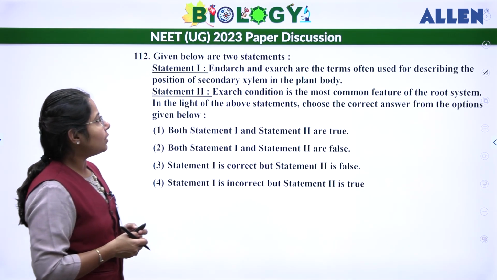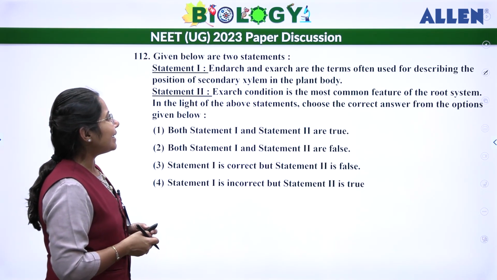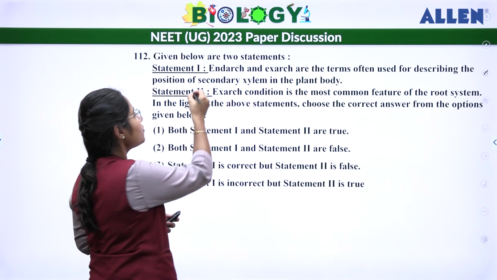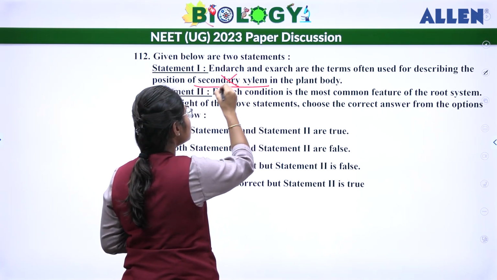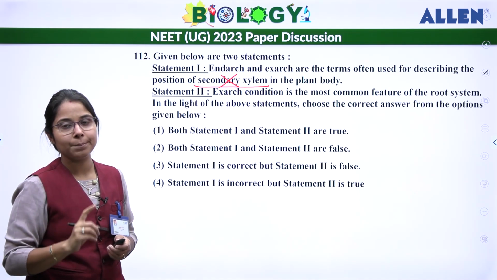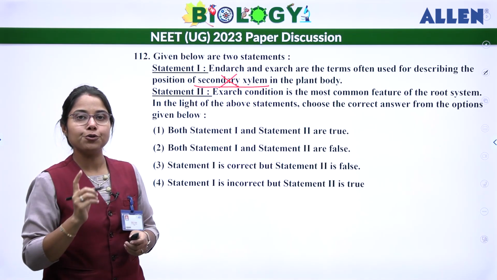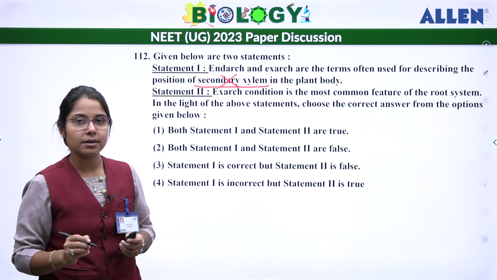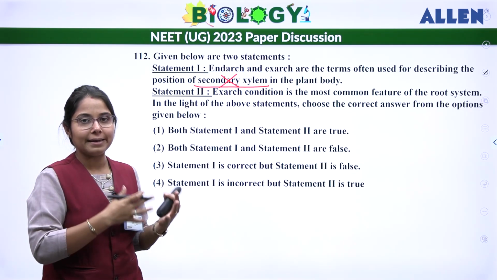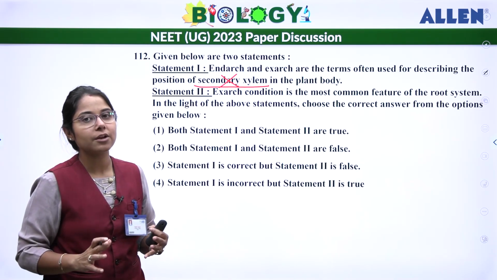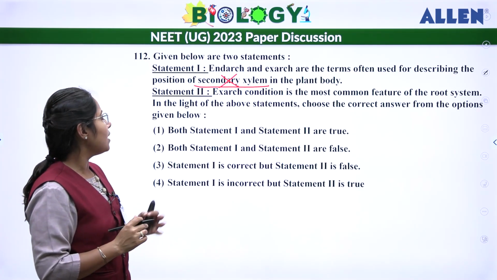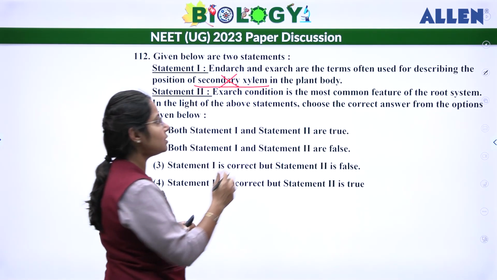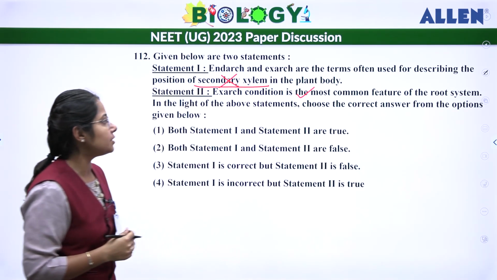Next, given below are two statements. First statement: endarch and exarch are the terms often used for describing the position of secondary xylem. No, it is used for describing the primary xylem, because primary xylem is divided into metaxylem as well as protoxylem. So depending upon the position of protoxylem and metaxylem, the xylem is described as endarch or exarch. So it is not the secondary xylem, it is the primary xylem which is involved. Second statement: exarch condition is the most common feature in the root system, which is true. So the second statement is true, but the first statement is false.